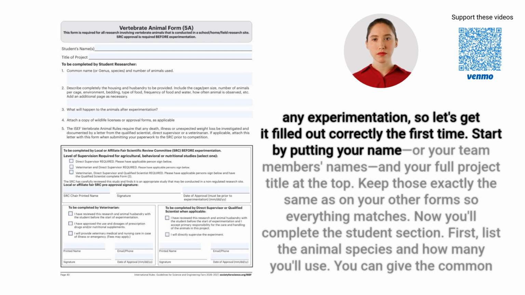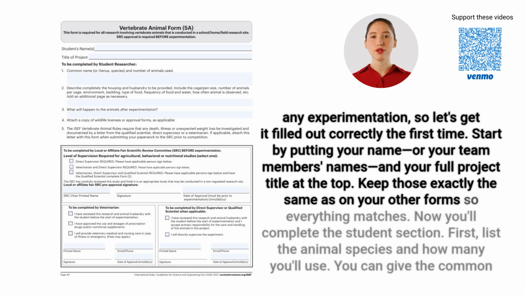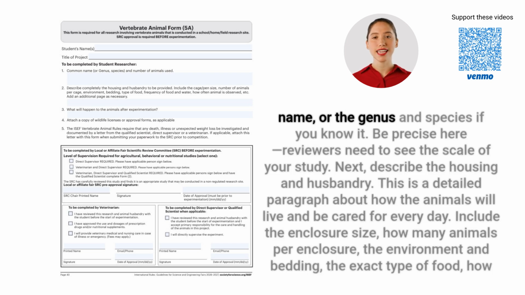Start by putting your name, or your team members' names, and your full project title at the top. Keep those exactly the same as on your other forms so everything matches. Now you'll complete the student section. First, list the animal species and how many you'll use. You can give the common name or the genus and species if you know it. Be precise here. Reviewers need to see the scale of your study.